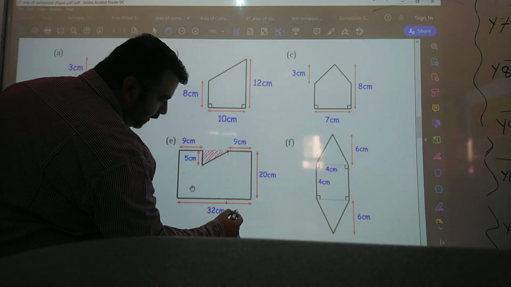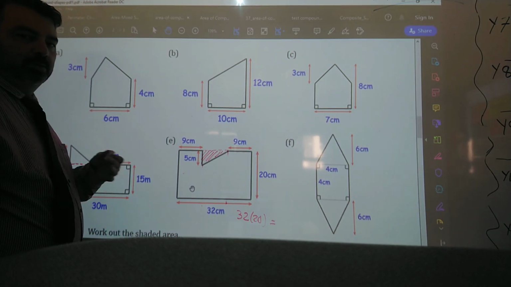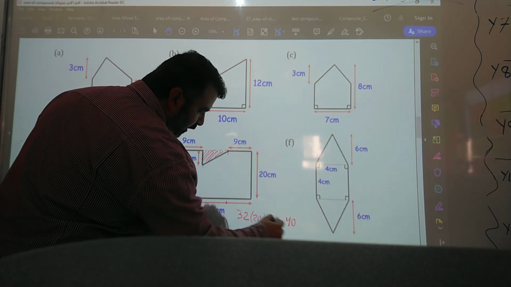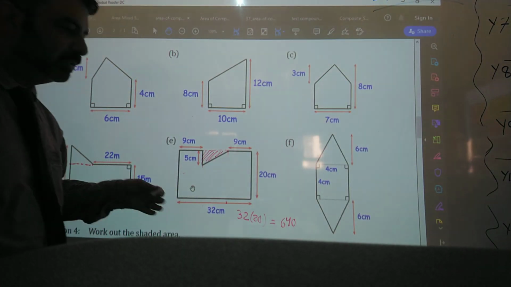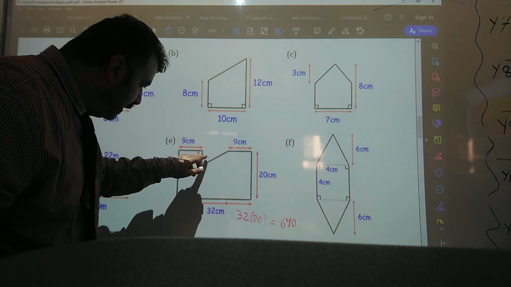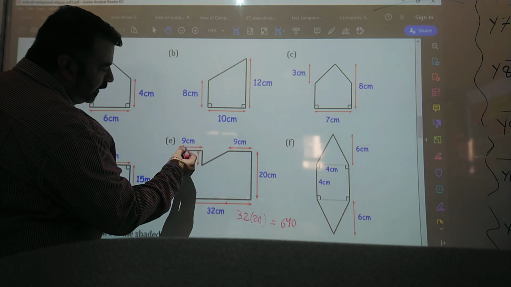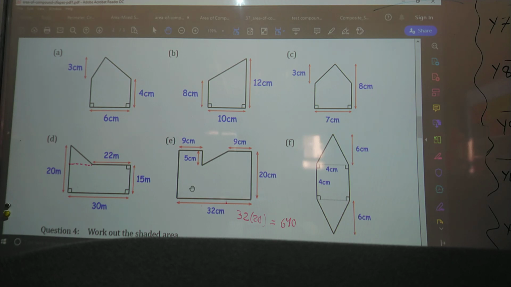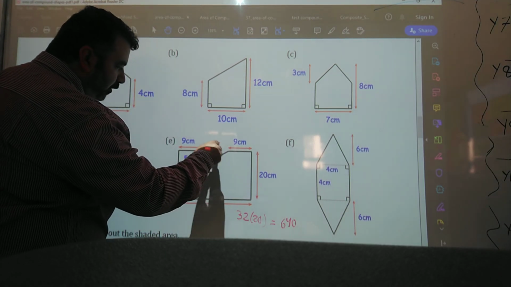Okay, so what do I have here? I have 32 times 20. Put the 0, and 2 times 32: 2 times 2 is 4, 2 times 3 is 6, finish. This is the whole thing. But I don't need the whole thing. I need only this part. I want to exclude this part. So how much is the height? Top 32 minus 9 minus 9. And 32 minus 18. It will be 14, right? So this one is 14.